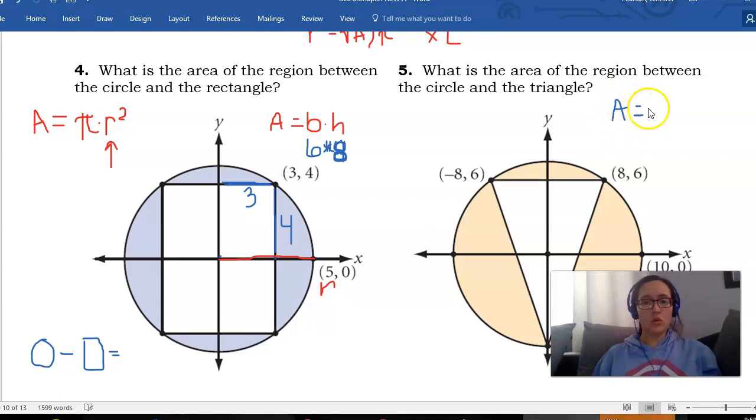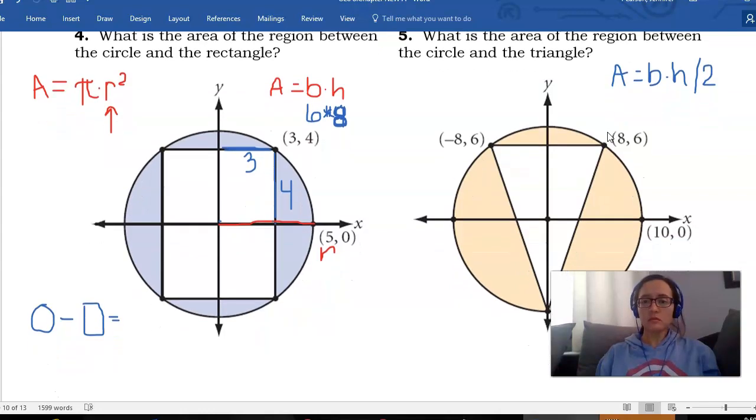Area for a triangle was back on 8.2, if I'm remembering my formulas correctly, but that was base times height divided by 2. So I'm going to leave it up to you to try to figure out the radius, the base, and the height for those formulas. But after you have your circle answer and your triangle answer, then you can subtract them to get your final area.